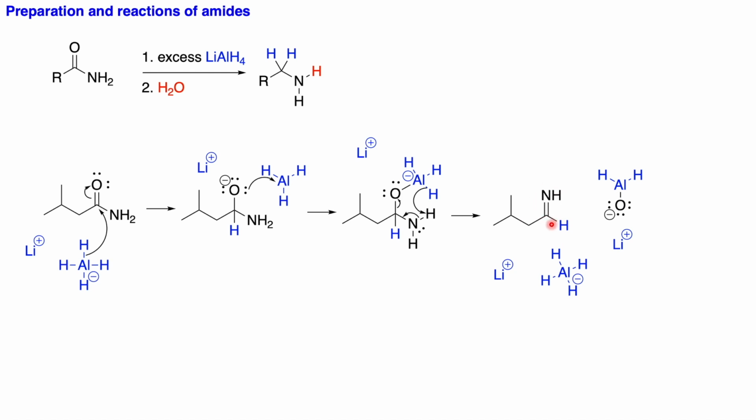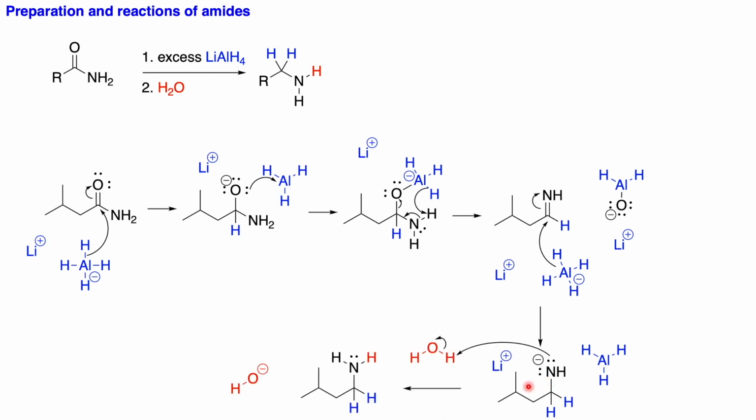This imine can then react with another equivalent of lithium aluminum hydride because it is again electrophilic at this carbon. And when that equivalent reacts, we form a tetrahedral intermediate, but instead of having an oxygen here, we have a negative nitrogen, which can be protonated by the subsequent addition of water, forming this amine.